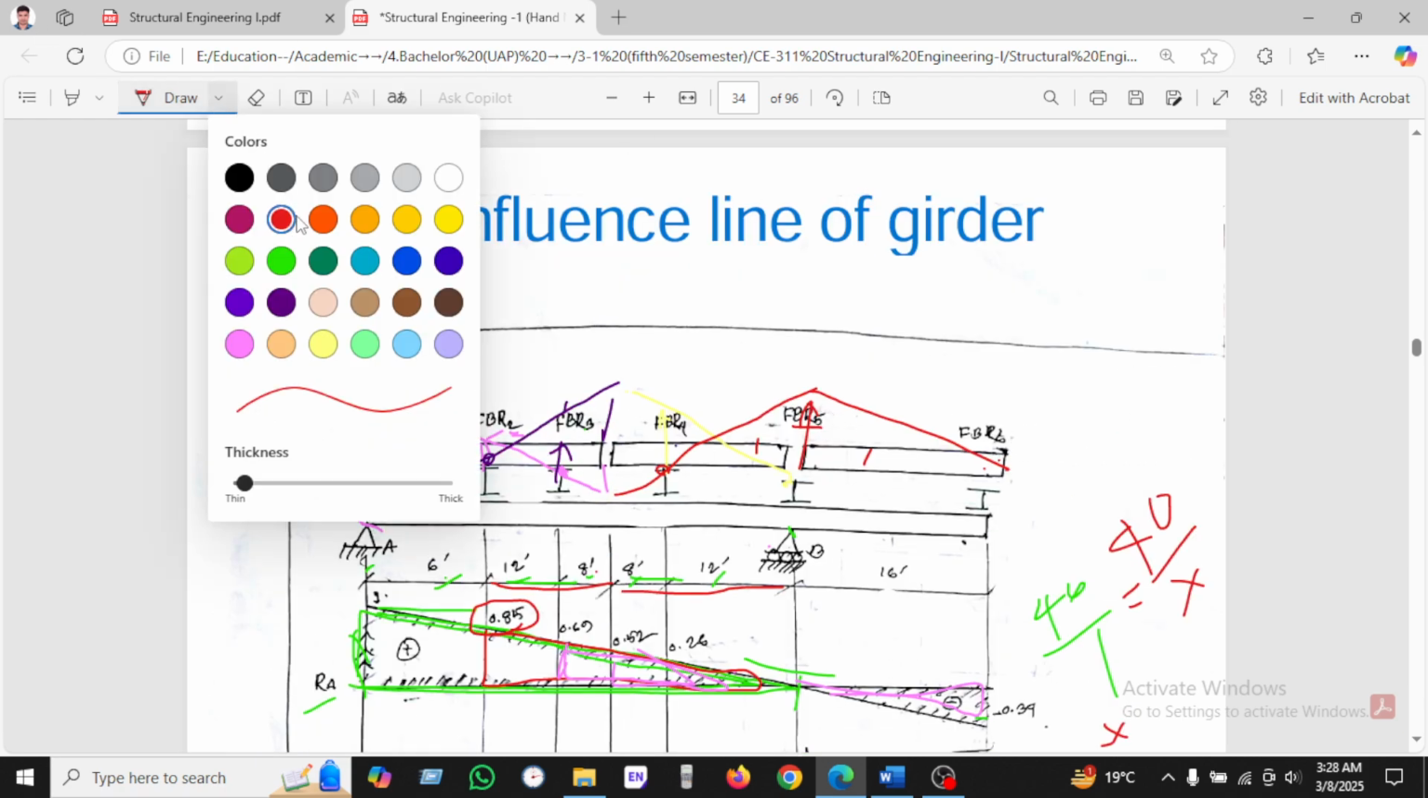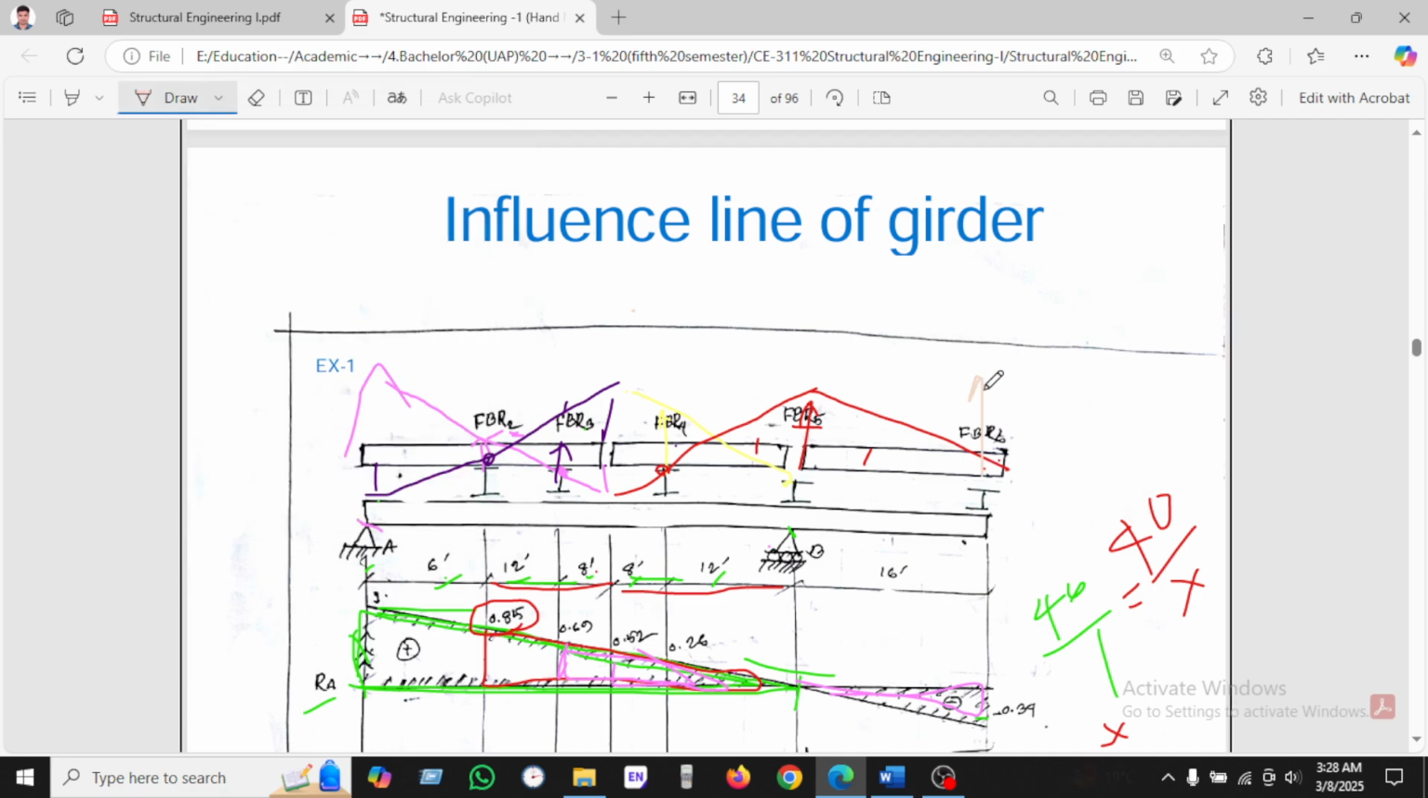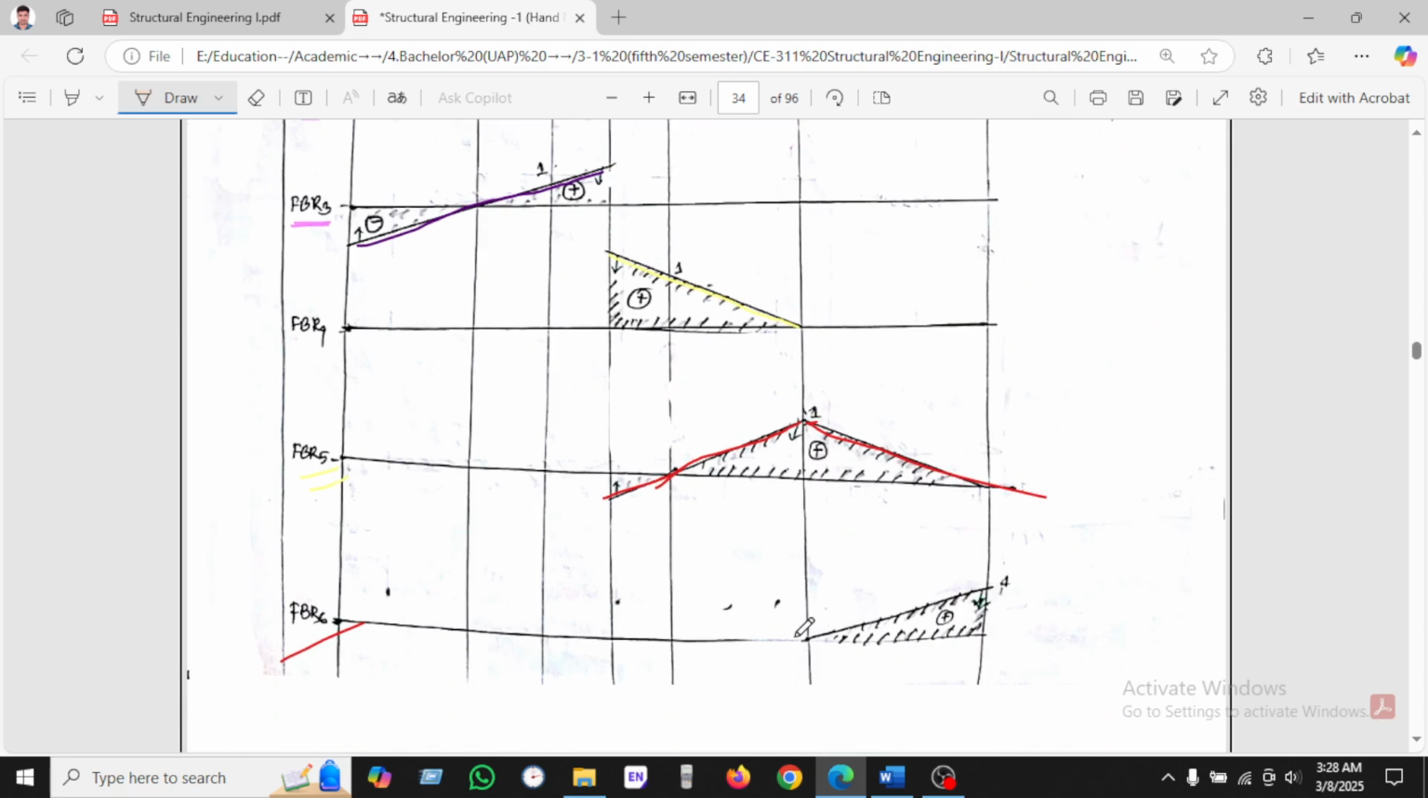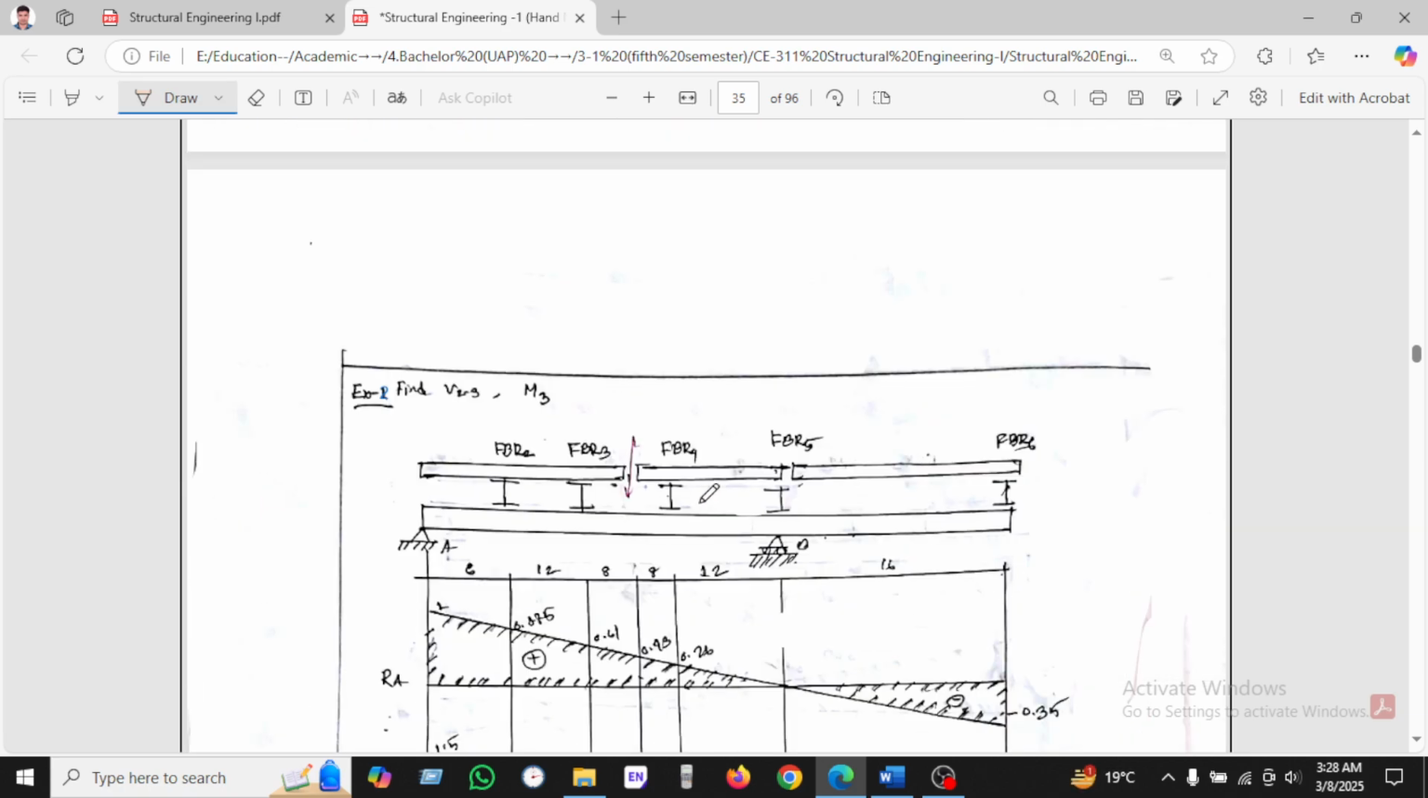So if we take 1 unit upward, then it will be like this. So that's why it will be like this. Okay, so now we'll calculate the shear B2C. This is the girder here. We have to calculate the shear B23.